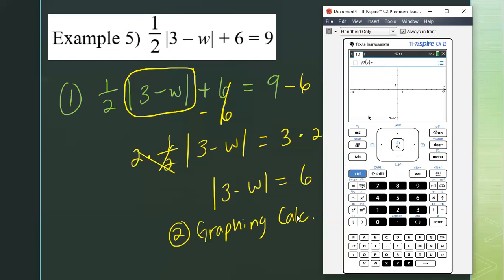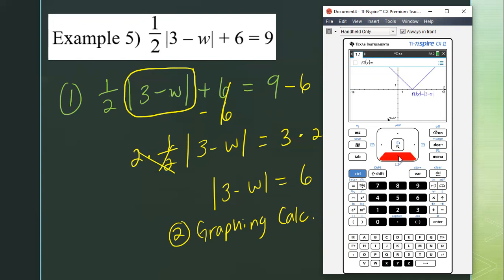Once there, I'm going to put in the left side is my F1. The right side is my F2. So in my left side, I'm putting in the absolute value of 3 minus W. Again, to get your absolute value, it's the button next to 9, and you should see it. There's my absolute value. But instead of W, what do I put in the calculator? X. So it should be absolute value of 3 minus X.